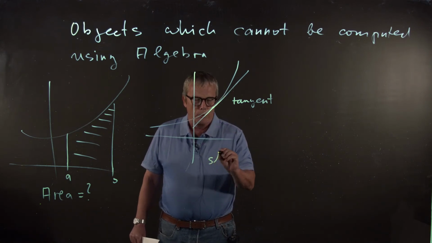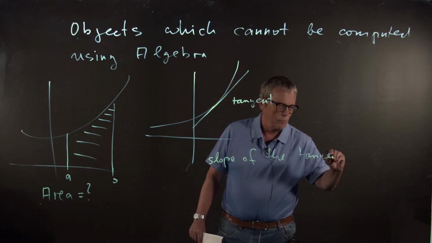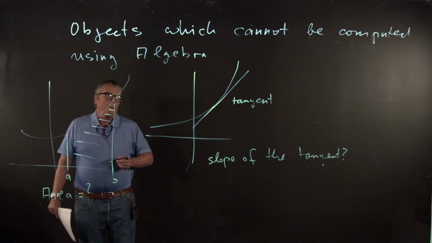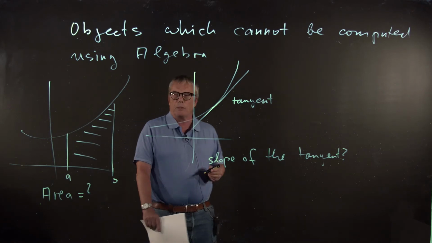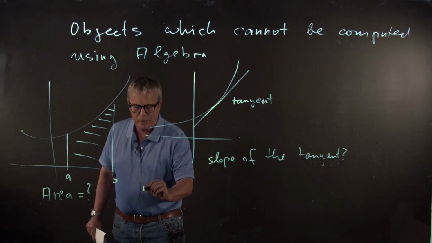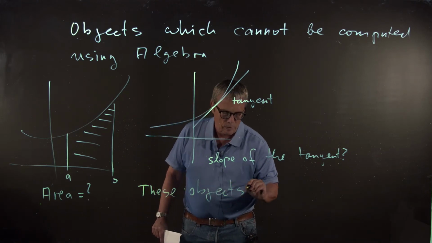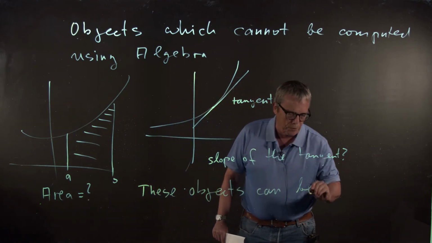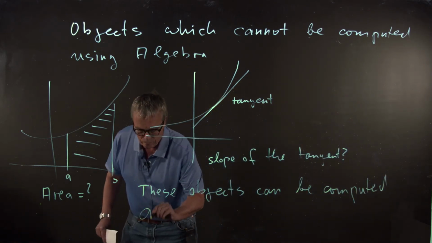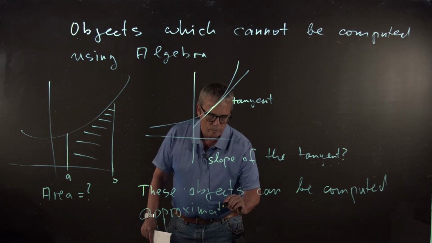So what is the slope of the tangent? So these are 2 typical things which there's no algebraic way to compute. But, and this is the important thing, these objects can be computed approximately.